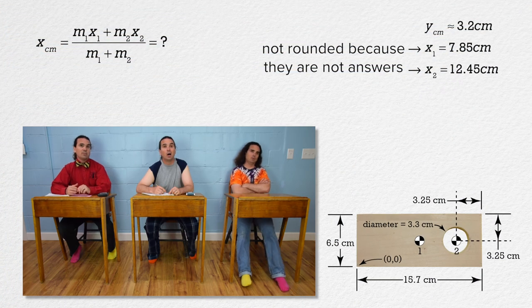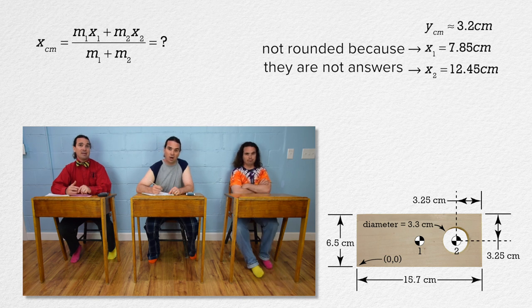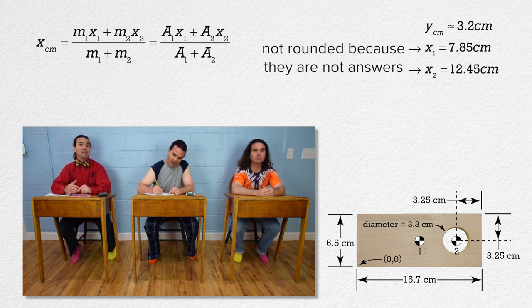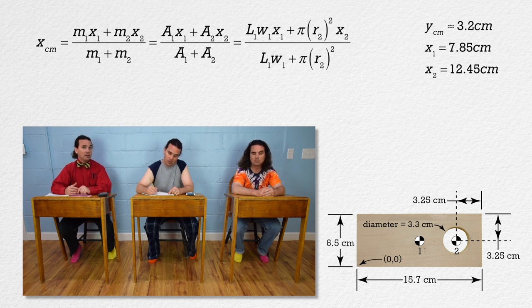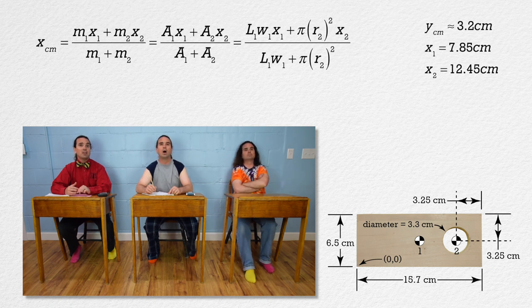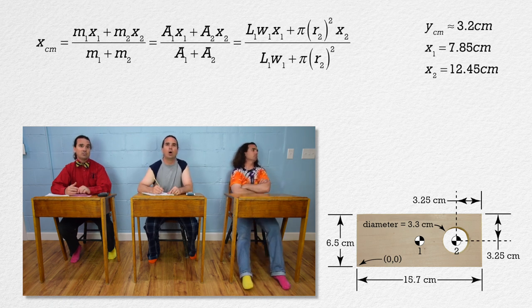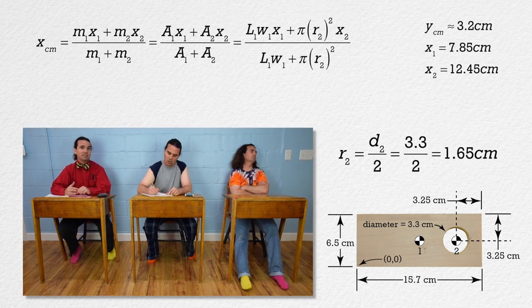Well, just like last time, we do not have the masses of the pieces. However, we can determine their areas, and we showed last time that we can replace each mass in the center of mass equation with its corresponding area. Do you need me to derive that again? No, that's okay. If you want to review that derivation, you can watch the video. Please continue. Okay, so we substitute in equations for areas. Area 1 equals length 1 times width 1. And area 2 equals pi times radius 2 squared. We never did determine the radius of the hole, so radius 2 equals half of diameter 2, or 3.3 divided by 2, which equals 1.65 centimeters.